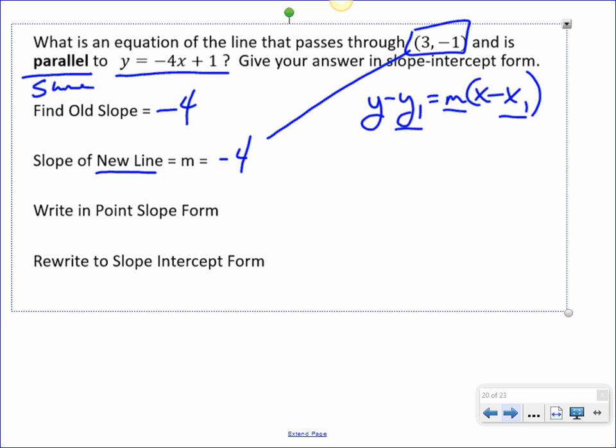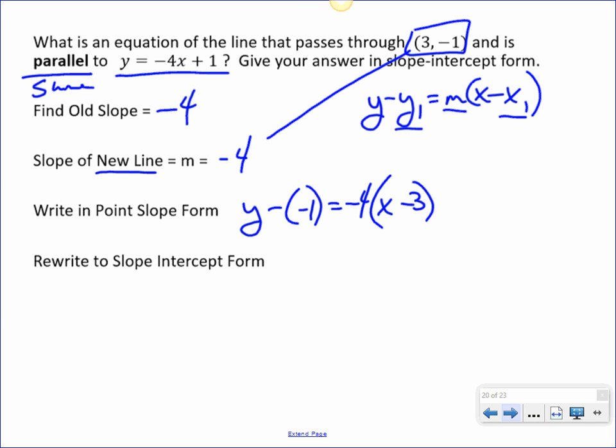So if I'm going to write it in point-slope form, that form would be y minus the y value, in this case negative 1, equals m, which we found was a negative 4. And then it would be an x minus an x value, which in this case is a 3. So if I just start simplifying this now, because we want to rewrite it in slope-intercept form, some things that I do on this side over here, I would rewrite that as y plus 1, and I would distribute on the other side, and that would be a negative 4x plus 12.